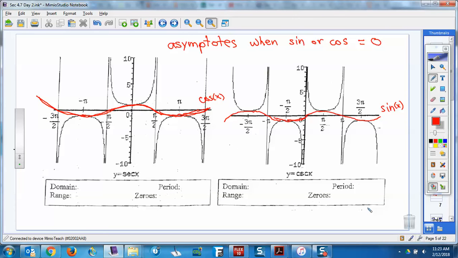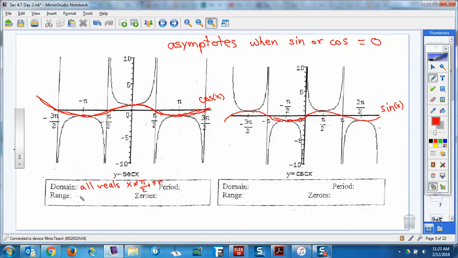Okay, and then finally the secant and the cosecant. Remember, secant is the reciprocal of cosine, so you first draw in your cosine graph, and then you put the U's on. So the domain is going to be all reals except those places where cosine is 0, where those asymptotes are, right? Well, that's at pi halves, 3 pi halves. Again, it happens every pi unit, so x cannot equal pi halves plus pi n.